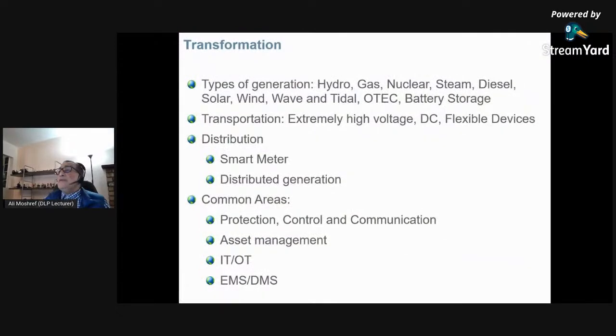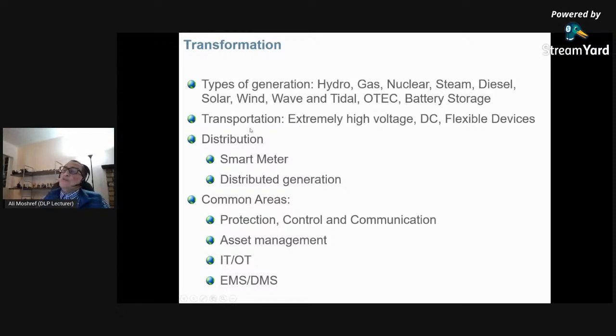And the transformation has happened in so many different areas, and so many different types of generation that we never utilized to the level we are doing now. So you're all familiar now with wind, solar. I think in Turkey you have a number of wind and solar. I'm not sure about wave and tidal, OTEC, battery storage, maybe, probably.